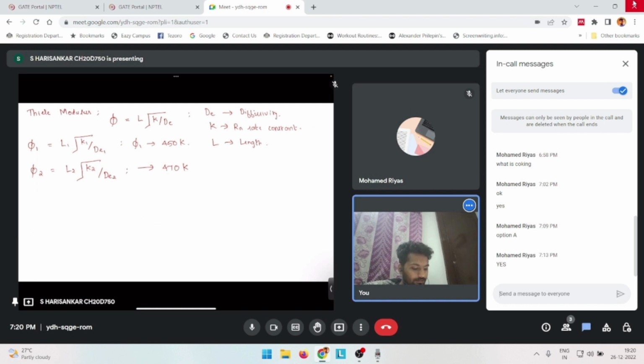So in the question, they have given that phi 1 at 450 Kelvin is 0.5. So using these, we need to find phi 2 at 470 Kelvin. Now, other data that they have given is that L is constant because the length does not change with temperature. So L1 is equal to L2. Also, they have given that your mass diffusivity is independent of temperature. That means De1 is equal to De2.